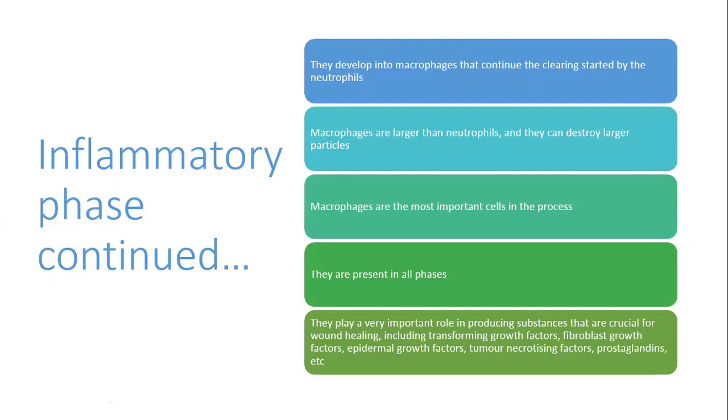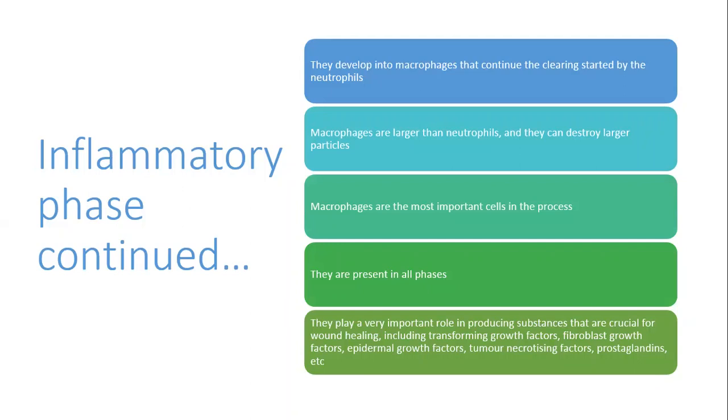Remember, we spoke about the macrophages, and I said you must keep in mind the old game of Pac-Man. So the macrophages are these little Pac-Man that eat, and phagocytosis is the process, eating the bacteria and debris to clean up this wound bed, this scene of accident that we have. So the macrophages or the Pac-Man are larger than the neutrophils, and they can destroy larger particles. And they are the most important cells in the process, and they are present in all the phases.